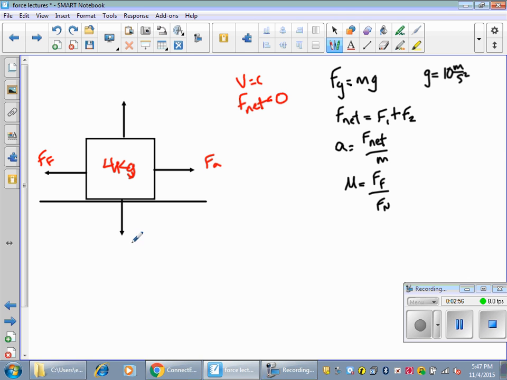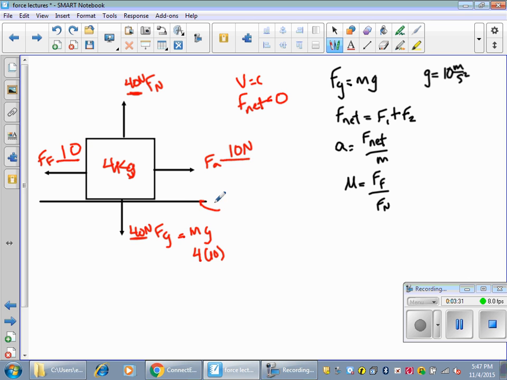Which one do I know how to fill in right away? The top, bottom, left, or right? I know how to fill in the bottom one. This is force gravity, right? Top one has to be force normal. Force gravity is just mass times gravity, which is 4 times 10. So I get 40 newtons, which means the top one also has to be 40 newtons. If I told you that my force applied was 10, what does my force friction have to be? Well, I told you that my system has a net force of 0, so this also has to be 10.